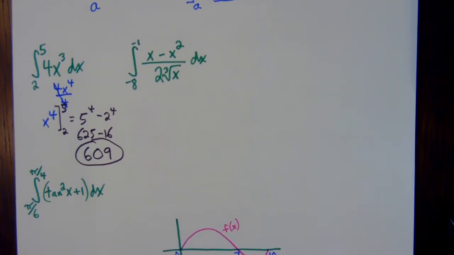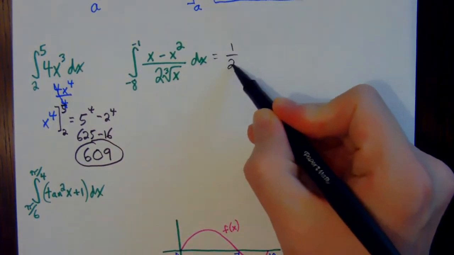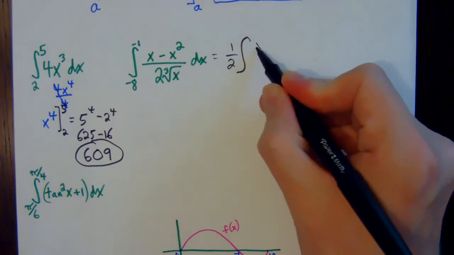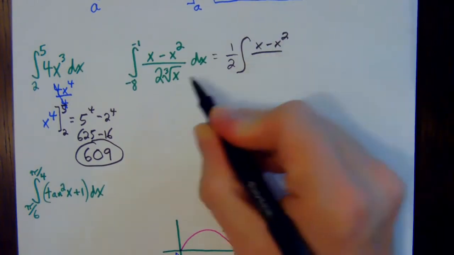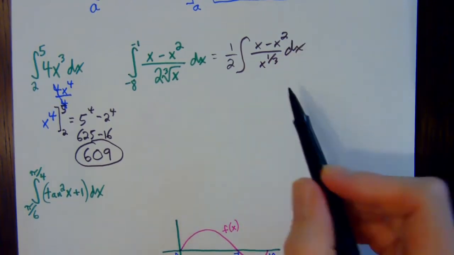So the first thing I always do is, if I have a constant, I'm going to pull that constant out in front and rewrite it like this. So we have x minus x squared. I'm also going to get rid of that radical, because it can be x to the 1/3. And then you have a monomial.